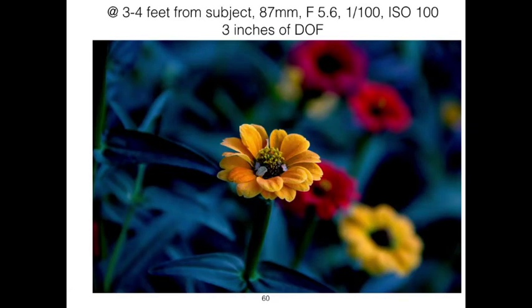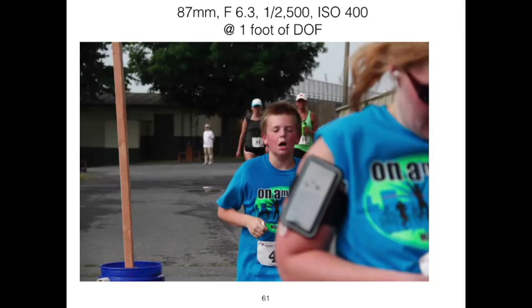Here is an example of a very shallow or short depth of field of only about 3 inches. Notice how the entire background is out of focus. Here is another example of a short depth of field. Notice that the people behind and in front of the boy are not in focus.